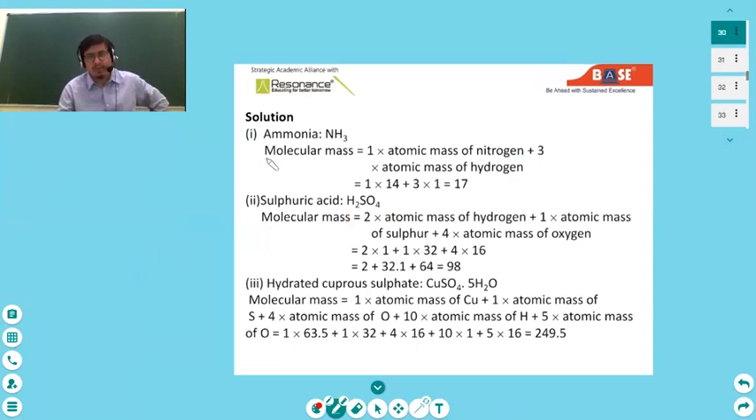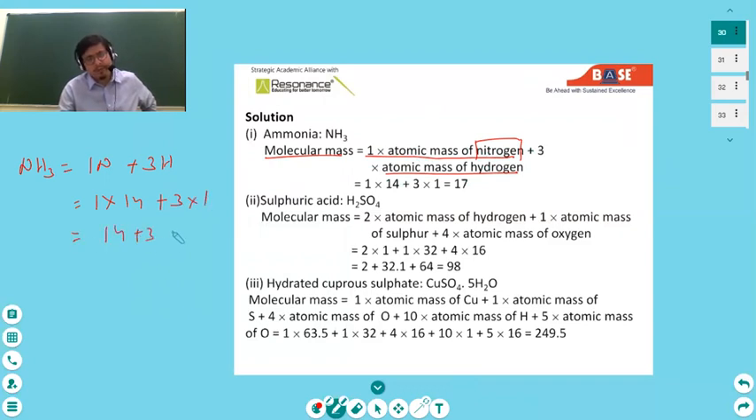When you find the molecular mass of ammonia, NH3, there is 1 nitrogen atom and 3 hydrogen atoms. So you write 1 into the atomic mass of nitrogen plus 3 into the atomic mass of hydrogen. Nitrogen, you know, is 14. So 1 into 14, and this is 3 into 1. So 14 plus 3 equals 17. This is the molecular mass, Mr, of ammonia.